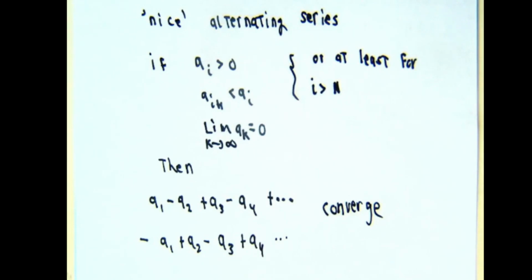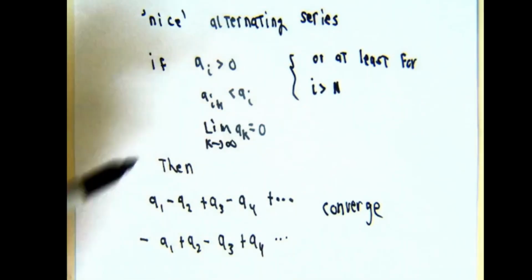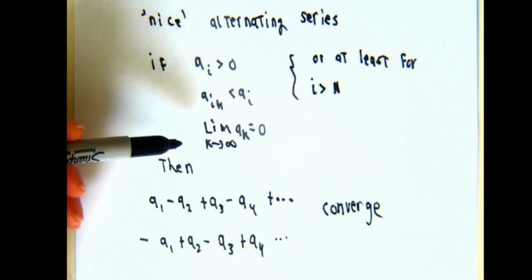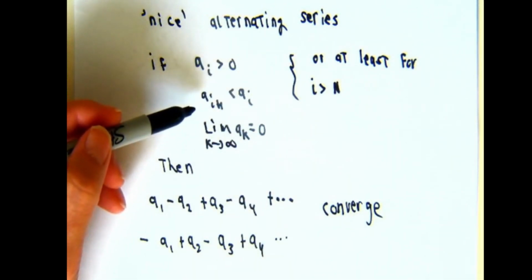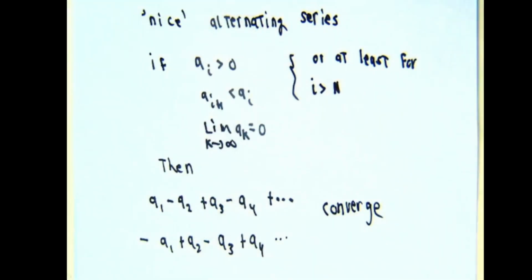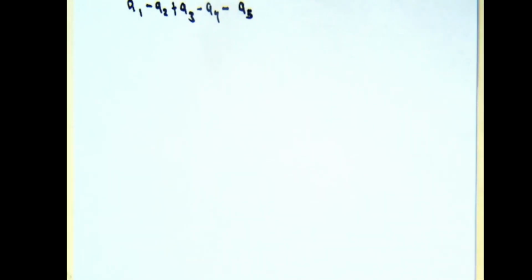For the entirety of this video, I'm going to assume that the nice conditions are true so that I know my series automatically converges. This business about decreasing, the AI plus 1 being less than AI, is going to tell us something very interesting. To convey the idea, I'm going to think of calculating the first 5 partial sums and then ask myself, what's going to happen after that?